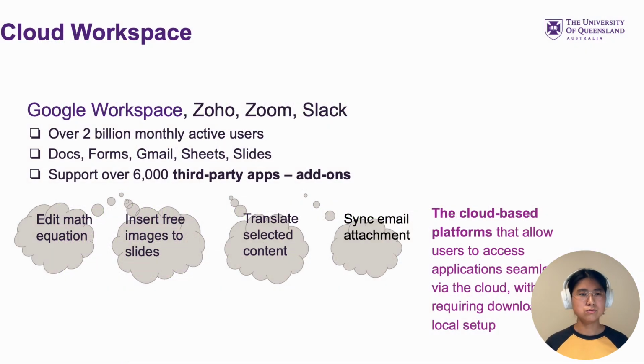Google Workspace, Zoom, and Slack currently already attract over 2 billion monthly active users, and we use its native applications like Google Doc, Google Slide, or Gmail every day. Besides the native applications, they also support over 6,000 third-party applications, also named add-ons. Utilizing these add-ons, the user can edit mathematical equations, insert free images into their slide, or even synthesize their email attachment.